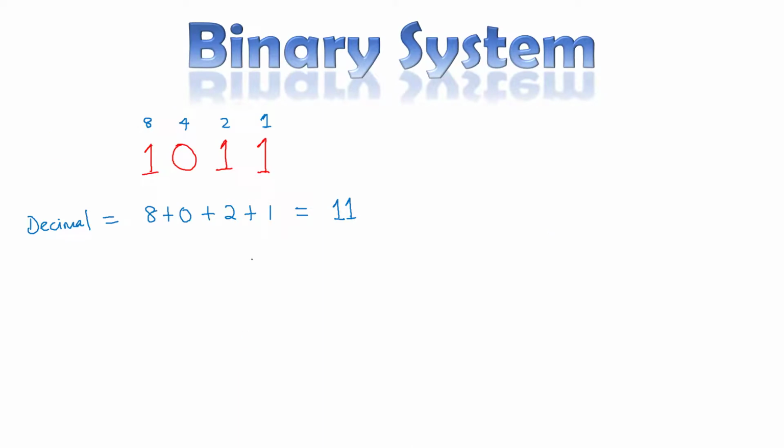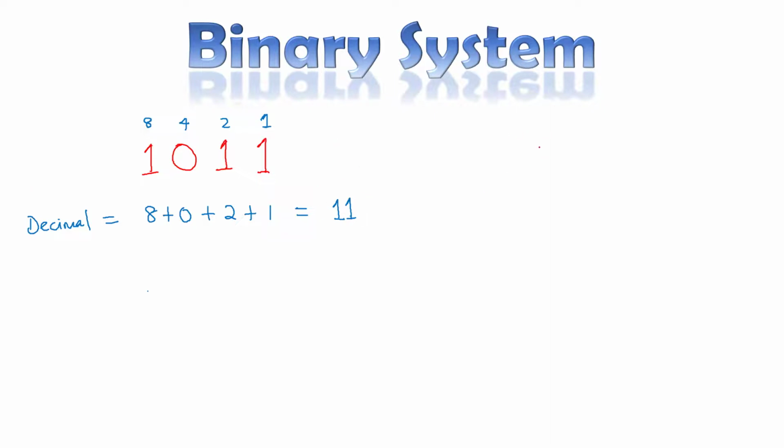Likewise, in the binary system, you have the ones, twos, fours, eights, 16s, 32s, and so on. And then you add them up, you get the value in decimal. Now, if I have the value in decimal, how do I convert back to the binary system? So now we have the decimal number of 11. Let's convert it back to the binary system.